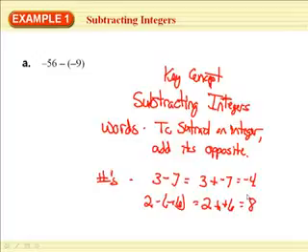Now, I got to tell you, subtracting integers is really tough. If you really try to think of it, you have $3 and you owe somebody 7. If you paid them the $3 you had, you still owe them 4. Okay? Now this is where it gets confusing. You have $2 and you owe somebody negative 6.